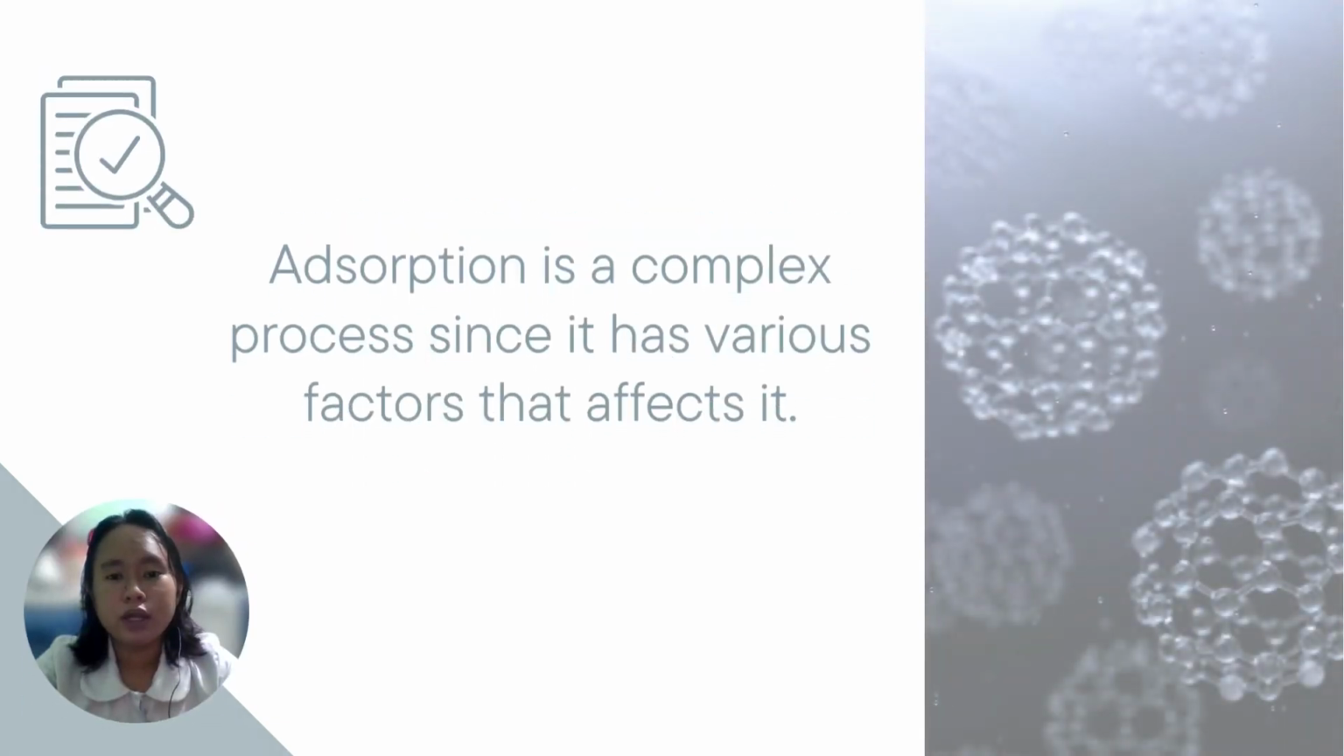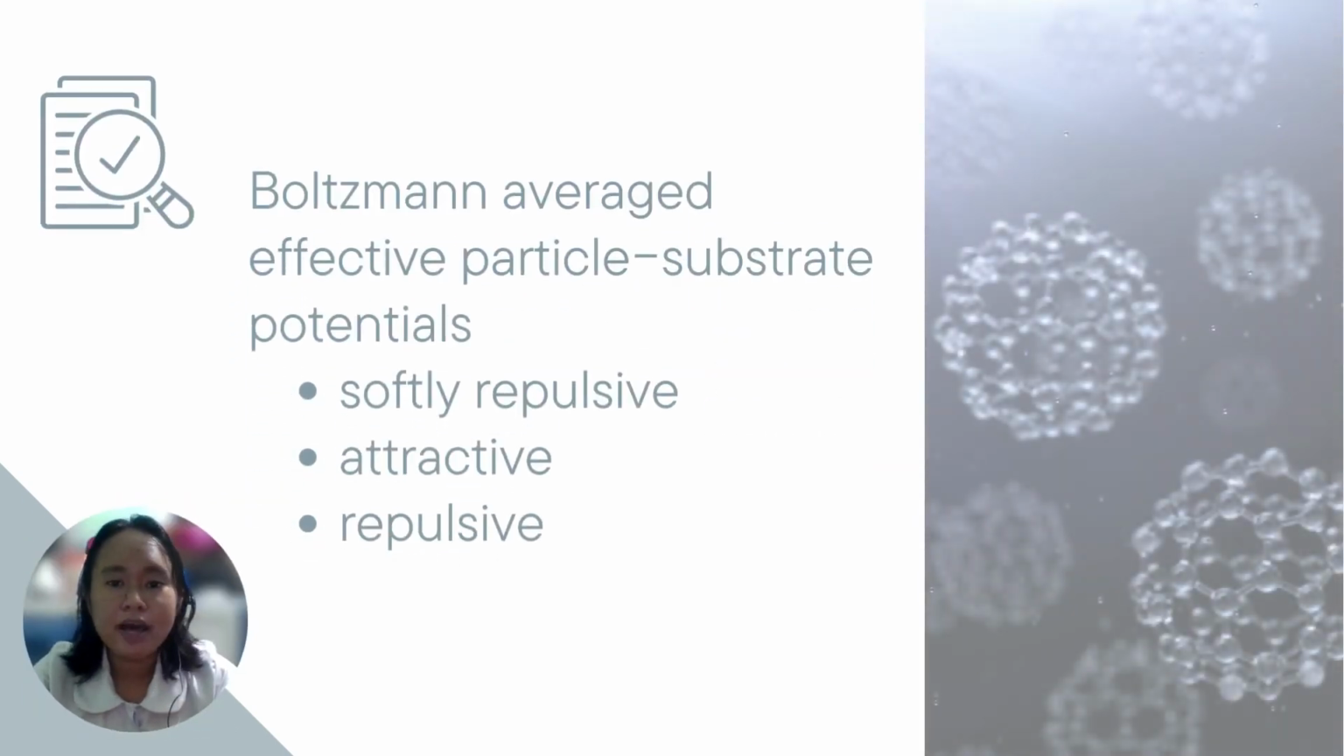The competition between interparticle interactions on the substrate and in the bulk phase, as well as the entropy effects associated with changes in potential chain topologies at the surface, reveal that adsorption is a complex process. Furthermore, the Boltzmann average effective particle-substrate potentials were also examined to acquire a better understanding of the adsorption mechanism. These potentials are softly repellent in close proximity to the wall, then attractive in the region of the monolayer of course, and repulsive again at farther distances.